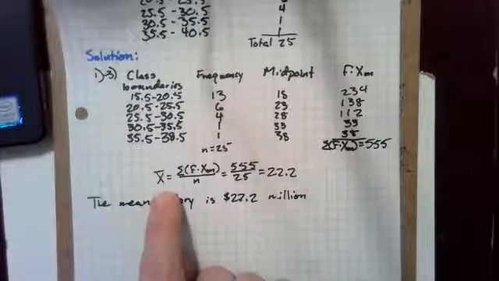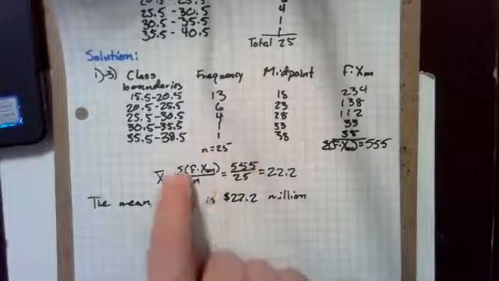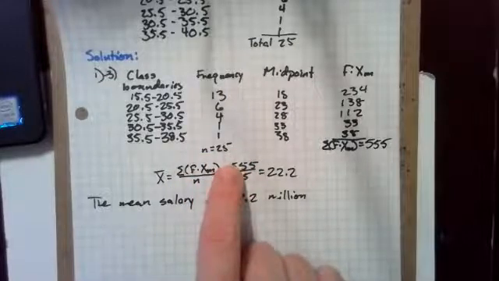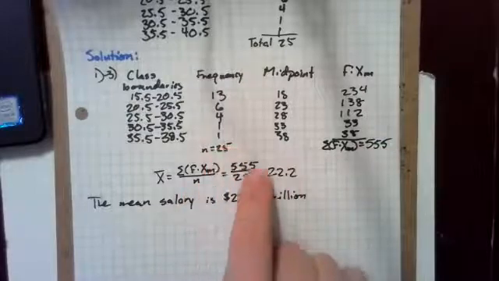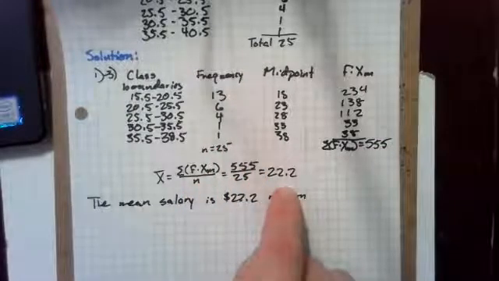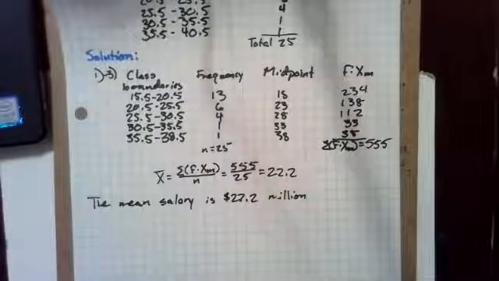So I calculate x bar. It's the sum of the products, which we've got down here, divided by n, which we've got right here. So that's 555 over 25, which is 22.2. So the mean salary is $22.2 million.